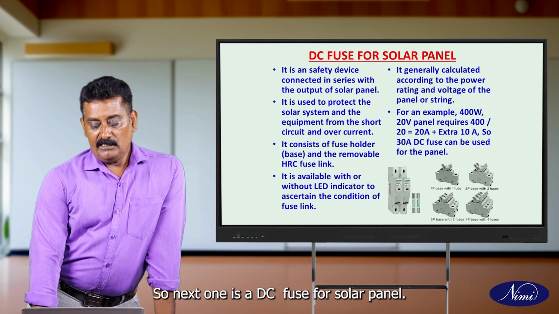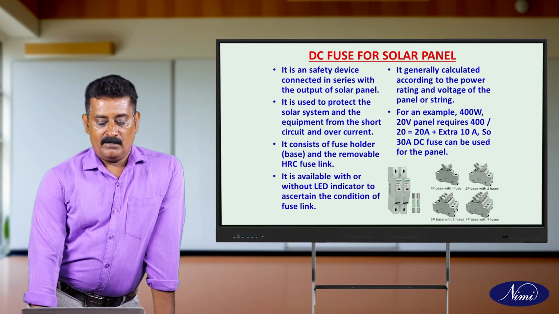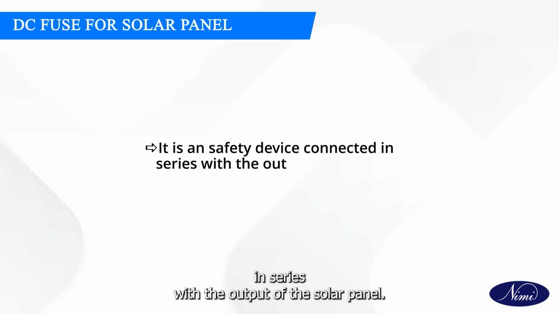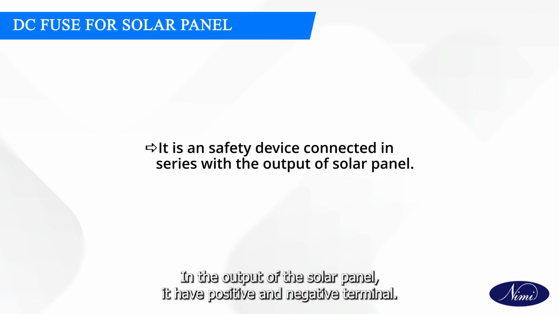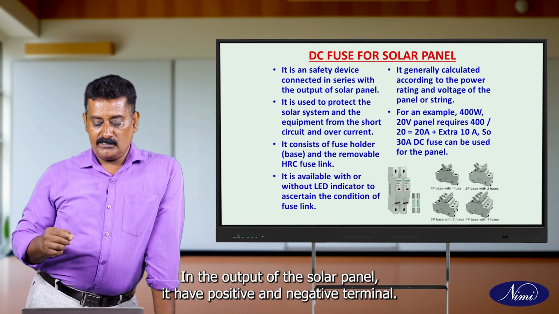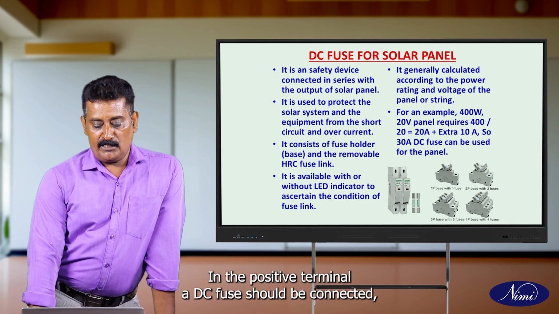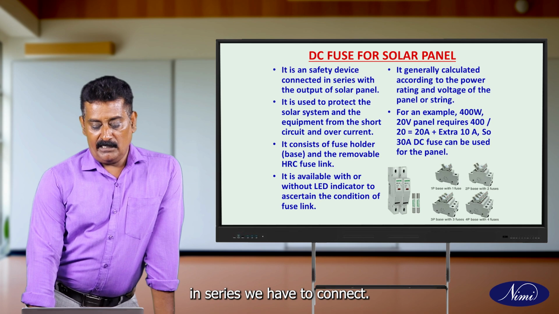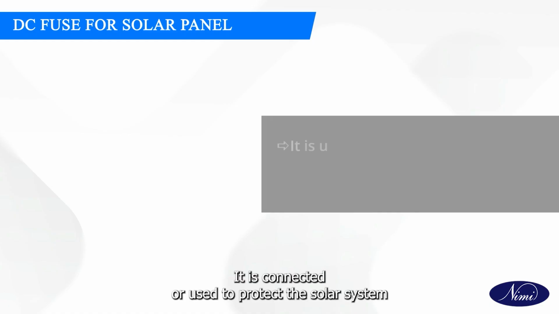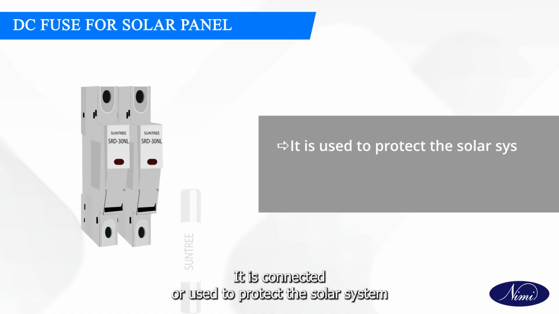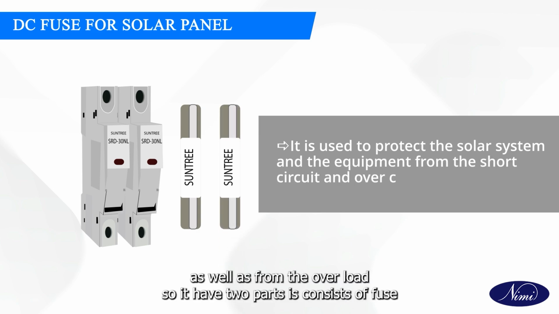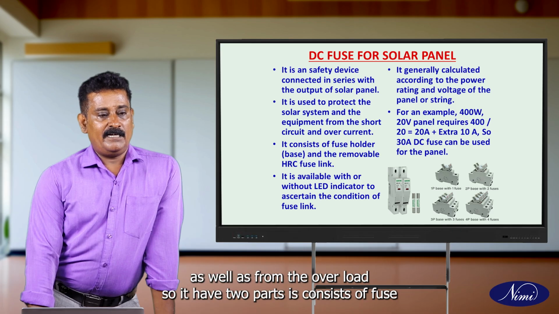So, next one is a DC fuse for the solar panel. What is a DC fuse? It is also a safety device connected in series with the output of the solar panel. The output of the solar panel has a positive and negative terminal. In the positive terminal, a DC fuse should be connected in series. Why do you have to connect it? It is used to protect the solar system and the equipment from short circuit as well as from overload.